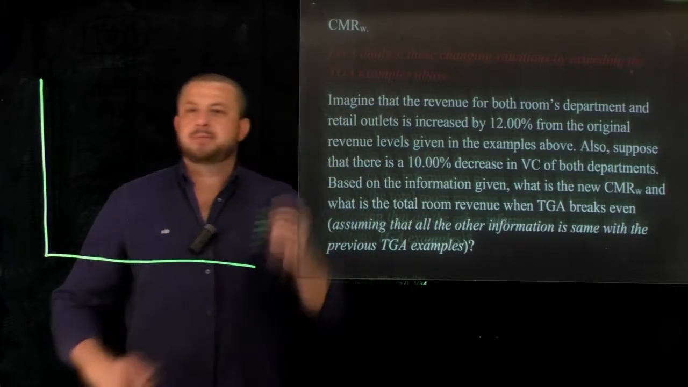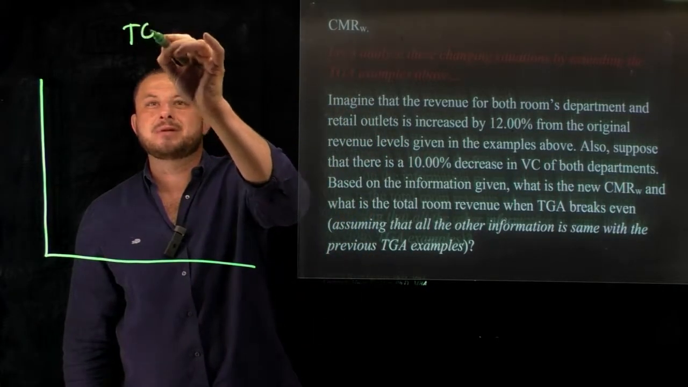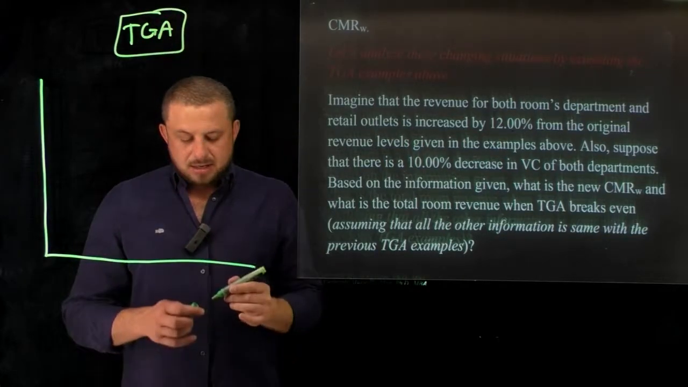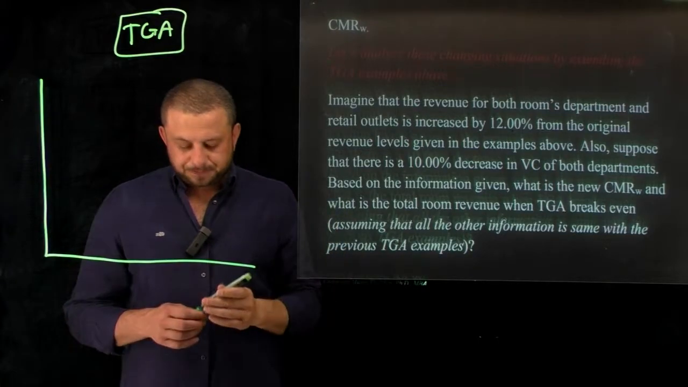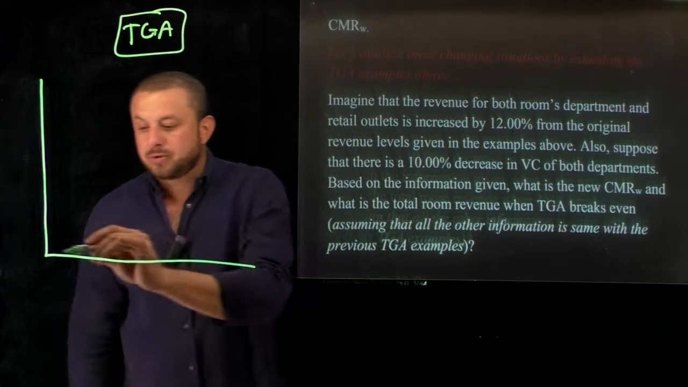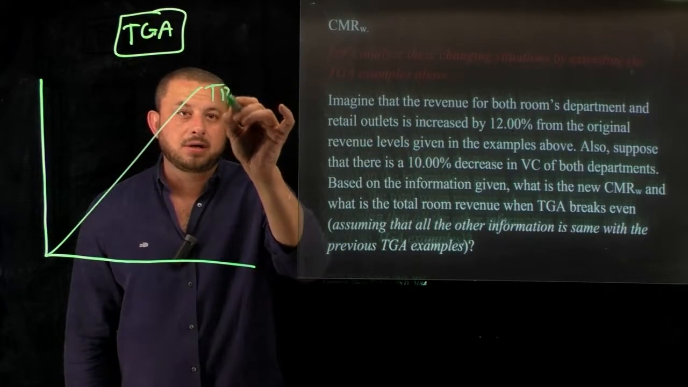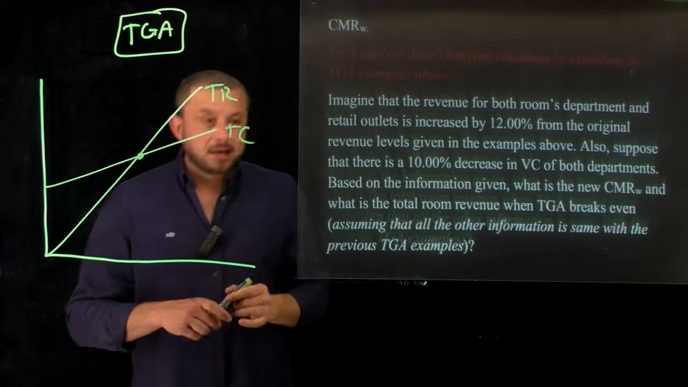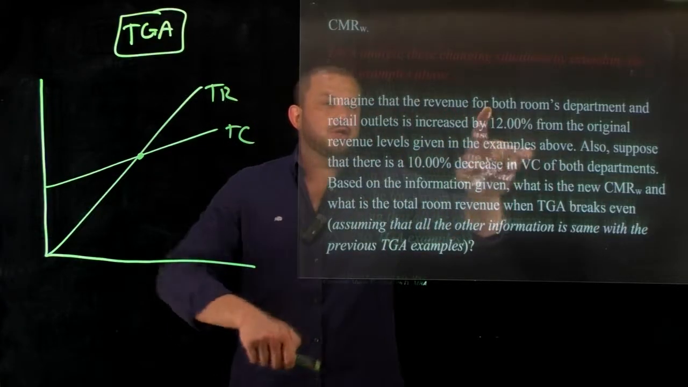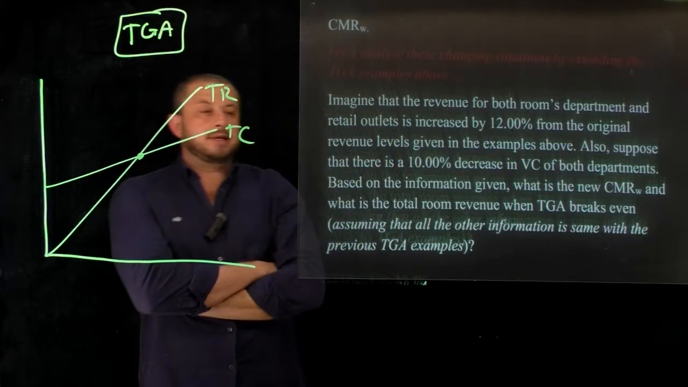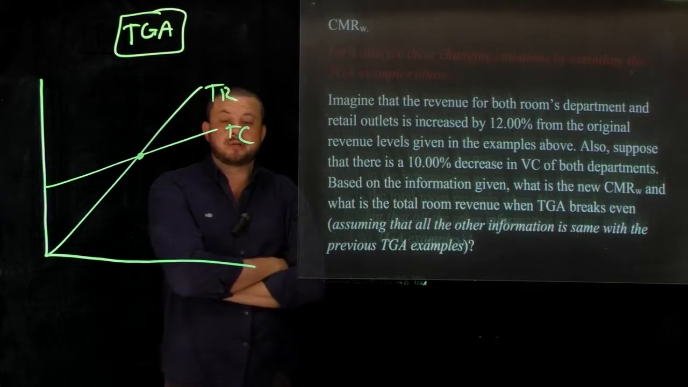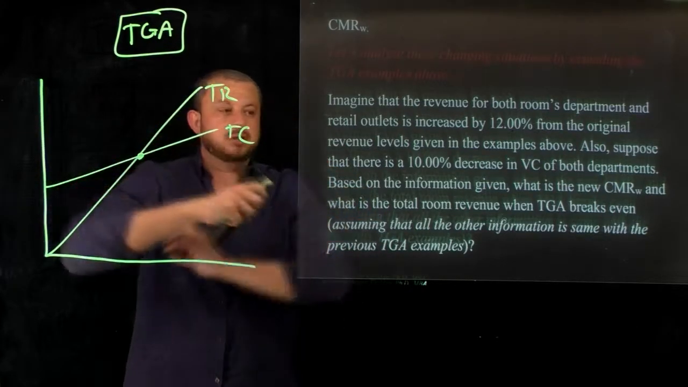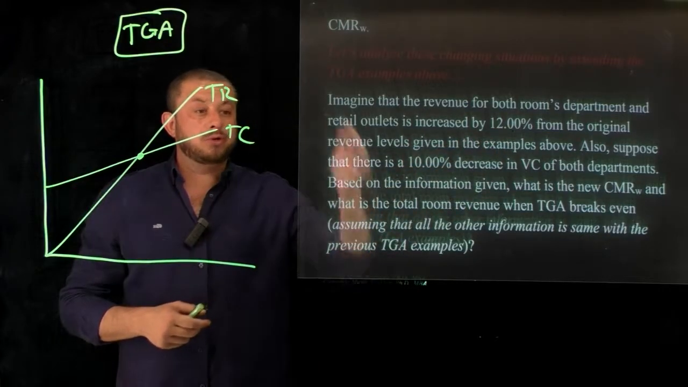So imagine this, okay? We are still on the TG example, and then we're gonna extend the TG example more, okay? Let's read this question, and then let's analyze what's going on. Okay, imagine that revenue for both rooms department and retail outlets is increased by 12%. That's the change. Increase in revenues, a change. How much? 12% from the original revenue levels.